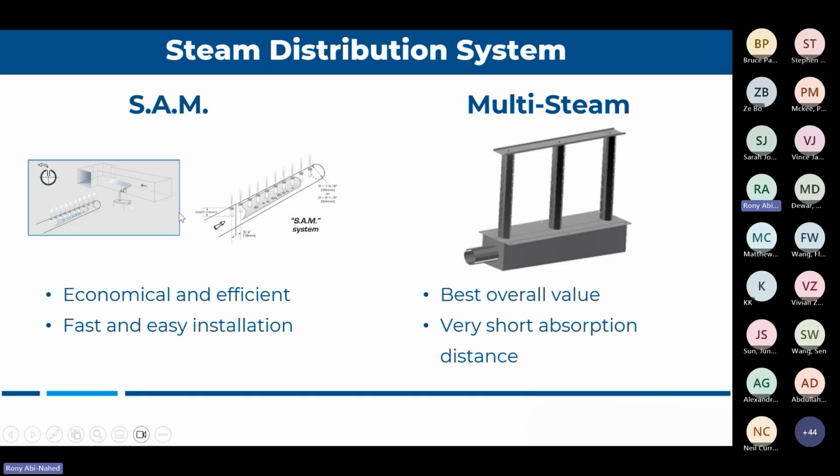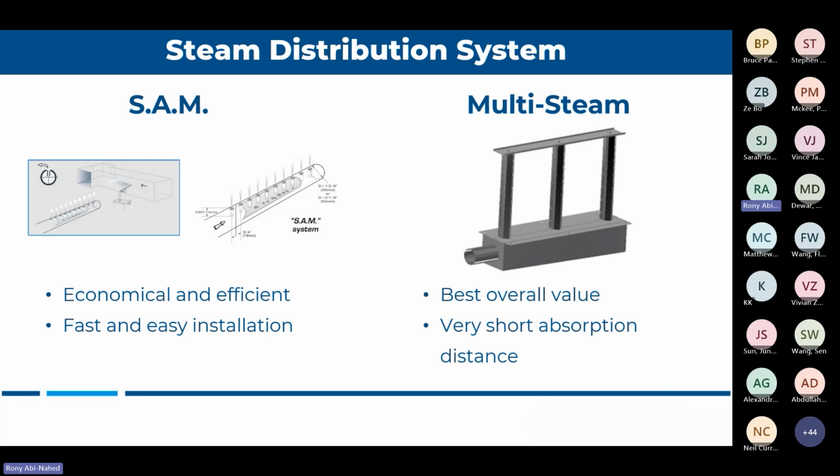Or you can go with multi-steam. In this case, you have the steam connection here. The steam will go through these grids and then condensation will flow down, and you have a condensation trap, which it doesn't show in this picture, and then you take it back to your drain. The multi-steam, we use it mostly for bigger capacities or when you have a shorter absorption distance.